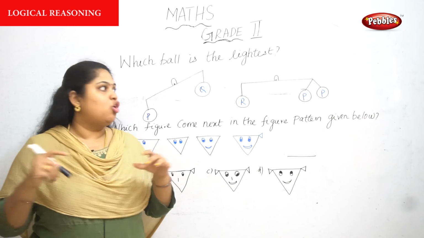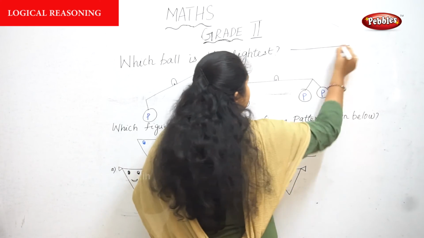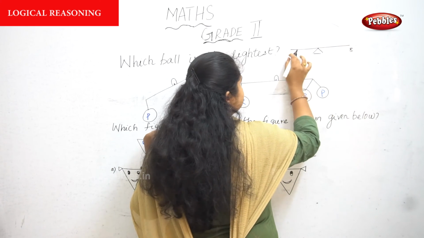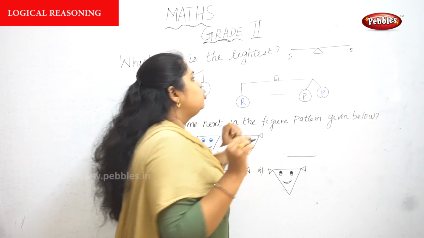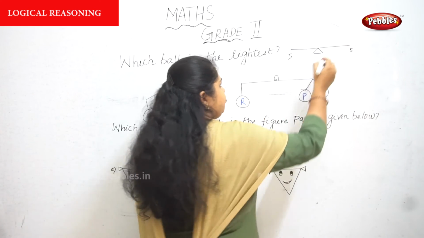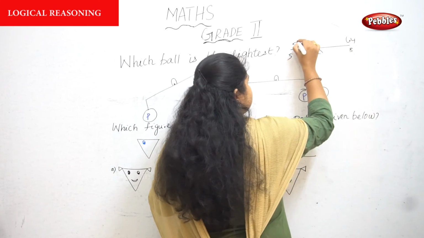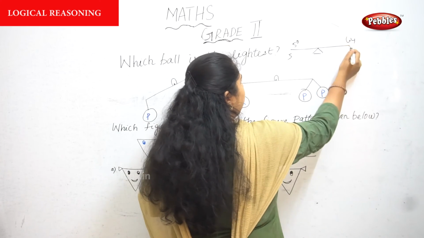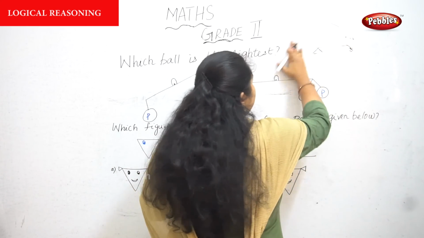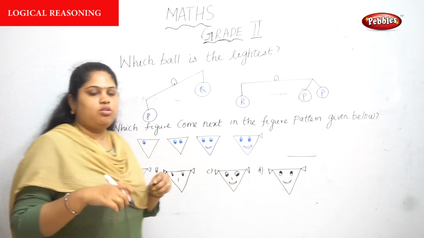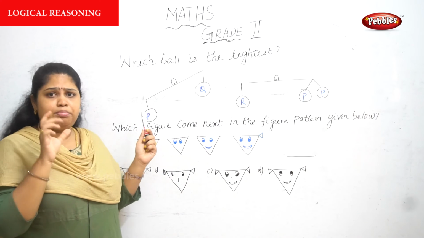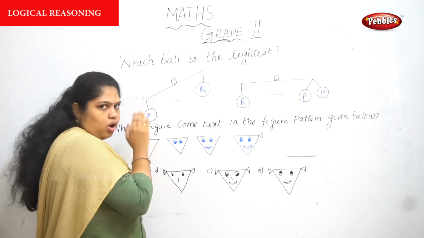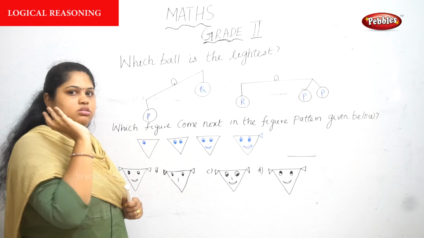For example, you are sitting on a seesaw, you and your sister. You are 64 kg. Your sister is 50 kg. Which one will be lower? Obviously, you will go down. So the heavier will always go down. So I think P is the heavy one. So Q is not so heavy, a little lighter.